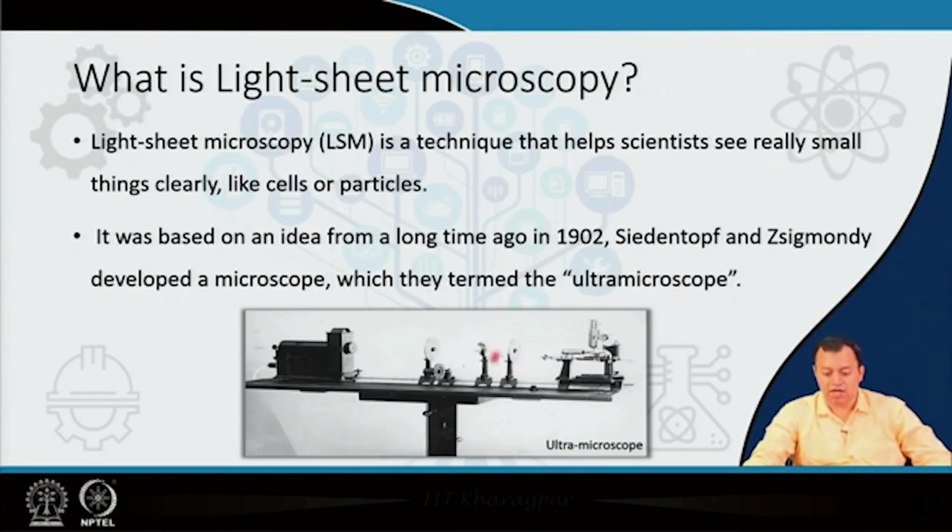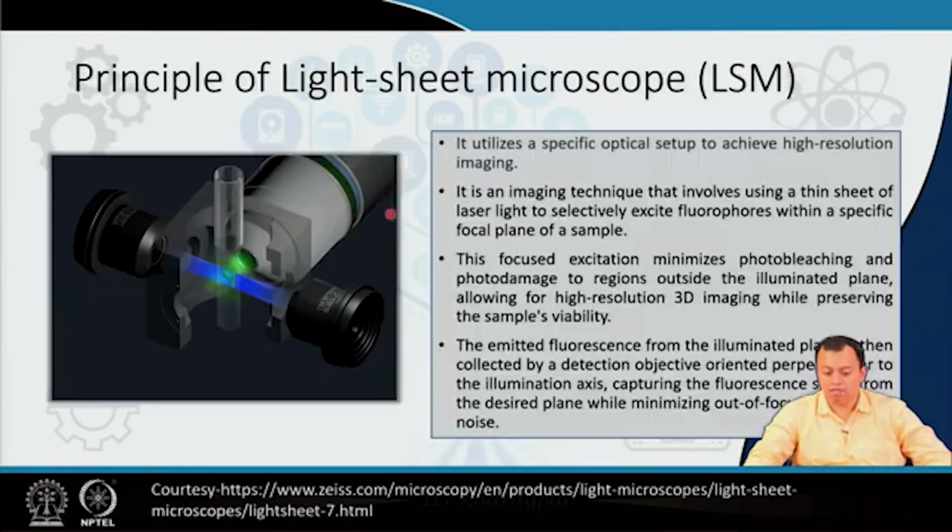This is that ultramicroscope image, and they claimed that it helps scientists to see really small things clearly, like cells or particles. So, basically this is what is happening. This is the sample box where you have your particular sample and it is illuminated from this side, from this side, and from this side, and at 90 degrees you are doing the detection.